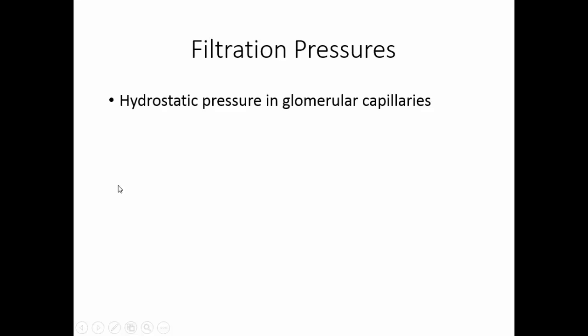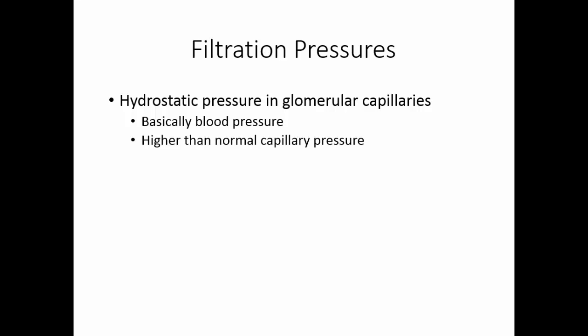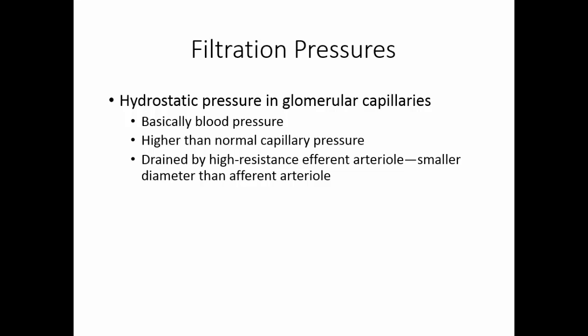Hydrostatic pressure in the glomerular capillaries is what drives this process, and basically this is systemic blood pressure. We see a higher than normal capillary pressure in the glomerulus. This is because the efferent arteriole is smaller than the afferent arteriole, so there's a little resistance to blood getting out of the glomerulus. Since proteins do not get into the capsular space, proteins are kept back in the blood, there is no osmotic force that pulls fluid into the capsule.